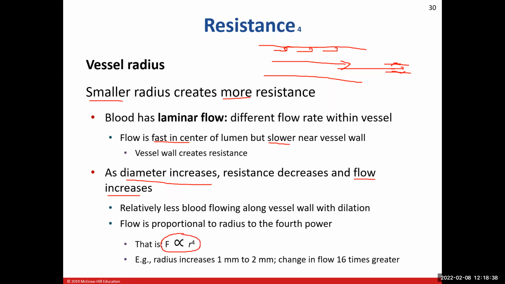Okay, so flow is the F, and that symbol there is showing us the proportionality to the radius. So if we increase our radius from 1 millimeter to 2 millimeters, not a huge change, but basically we're making the inside of our blood vessel bigger. And by doing that, we can increase the flow by 16 times.